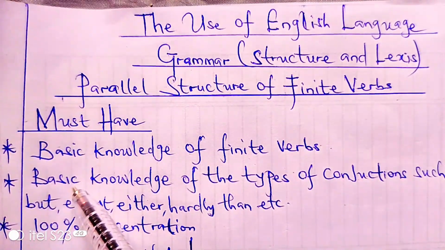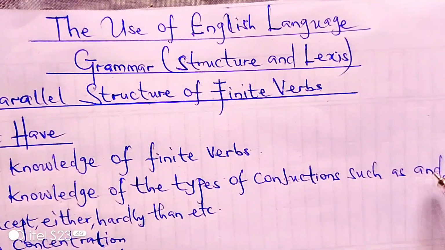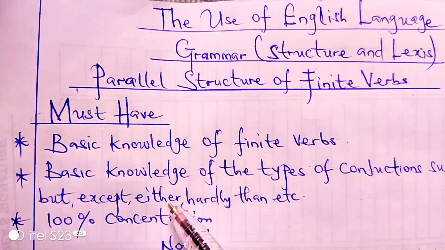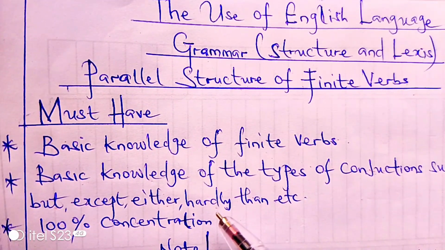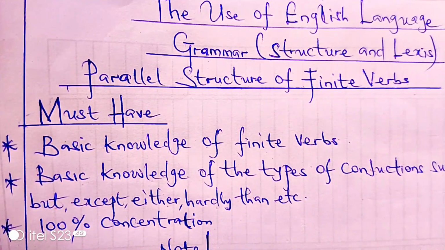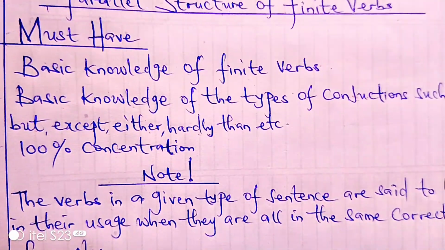The next we need is basic knowledge of the types of conjunctions such as and, but, except, either, hardly than, and so on and so forth. Now, if you don't understand what conjunctions are, I beg you to take a break and go study what conjunctions are, because we're going to be needing this for this exposition. So the next we need is 100% concentration. As you know, you need to concentrate 100%.